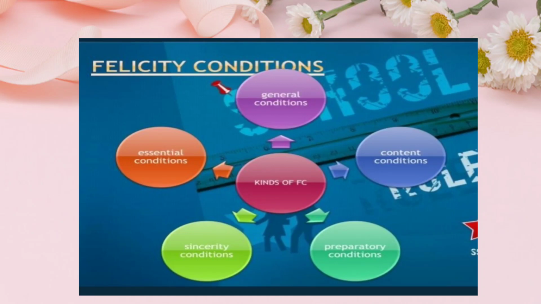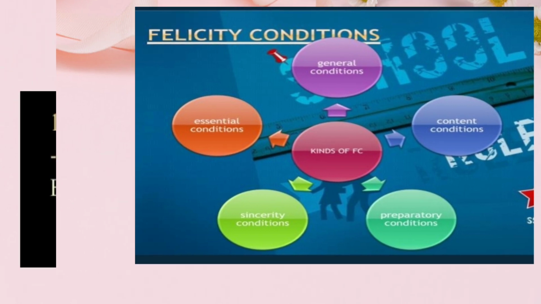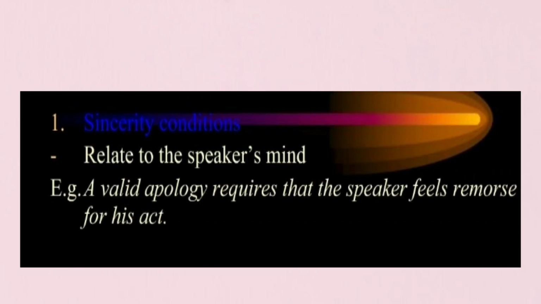So let's proceed with the felicity conditions. We have 5 felicity conditions. Let's start with the sincerity conditions. What are sincerity conditions? They are related to the speaker's mind. For example, a valid apology requires that the speaker feels remorse for his act. Basically, sincerity conditions require that the speech act is being performed seriously and sincerely. That is what sincerity conditions are all about.